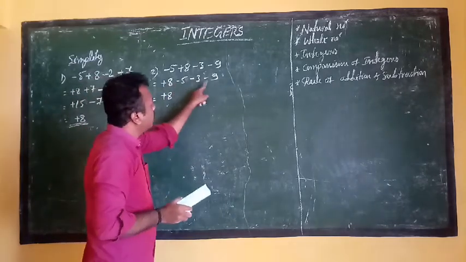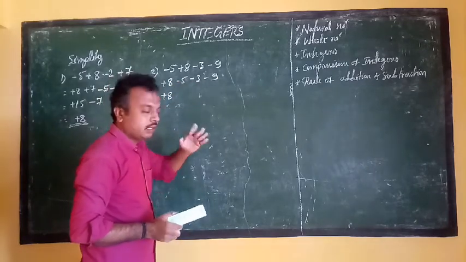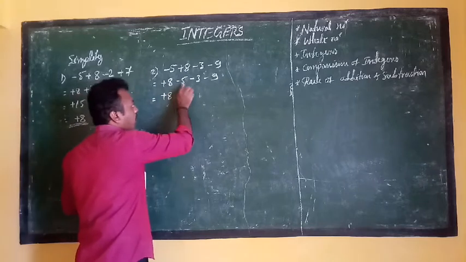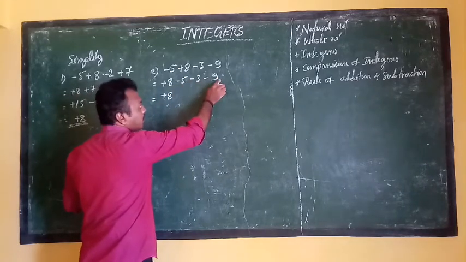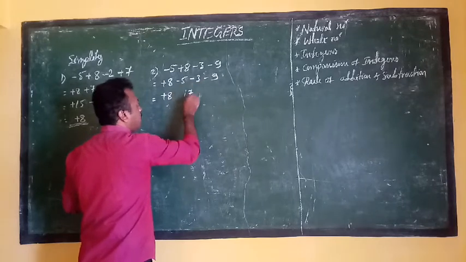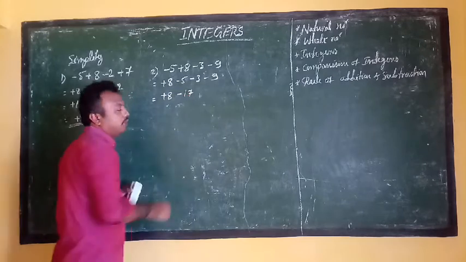See, all are the same sign: minus 5, minus 3, minus 9. So with the same sign, what will we do? Correct, addition. You have to add it. 5 plus 3 plus 9. 5 plus 3 is 8. 8 plus 9, 17. Correct? 17. After the addition, which sign is there here? Minus. So we put the minus sign.